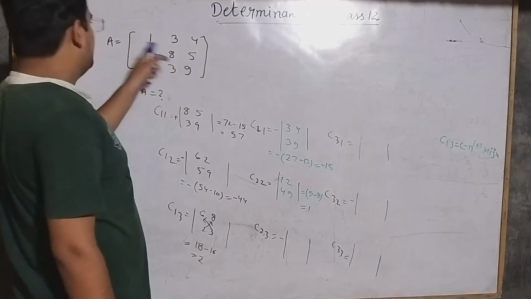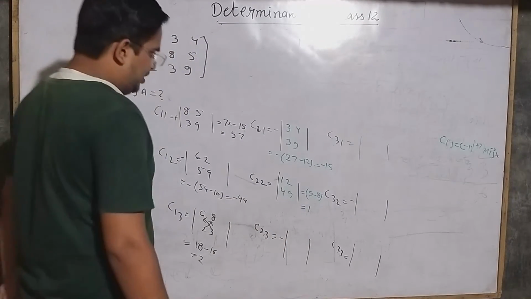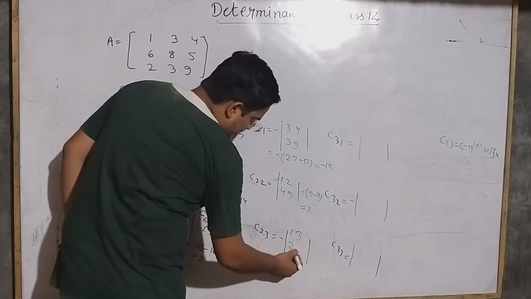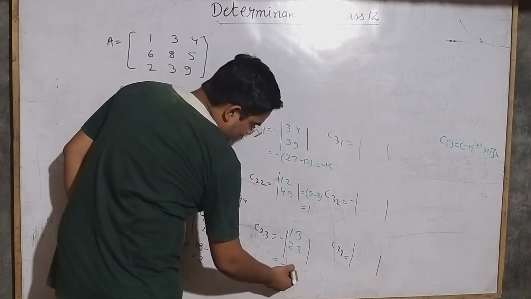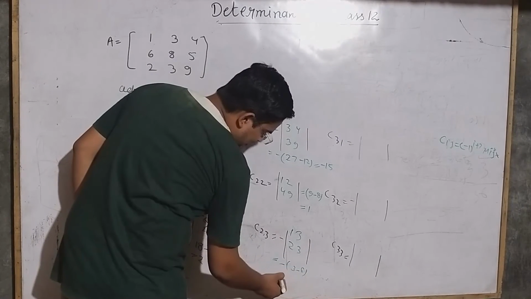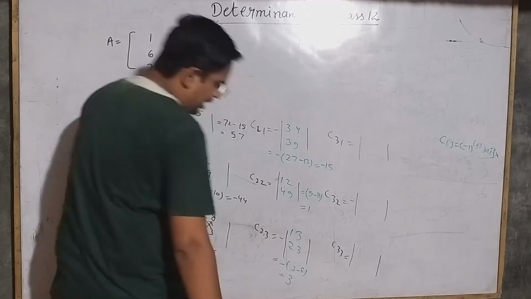After this, this is C23, second row third column: 1 3 2 3. Just multiply. 3 times 1 is 3, 2 times 3 is 6, 3 minus 6 is minus 3, and with the minus sign it becomes plus 3. Are you getting my point?